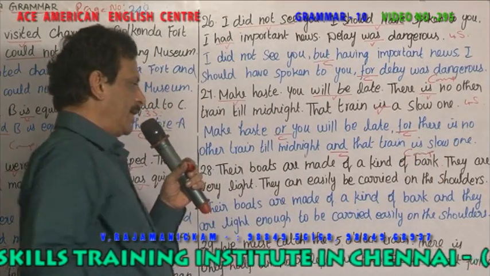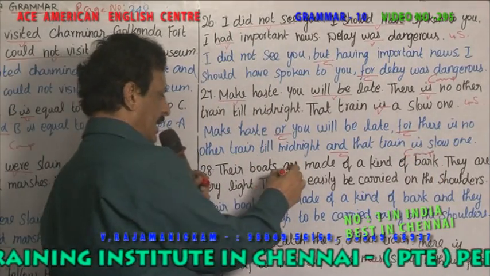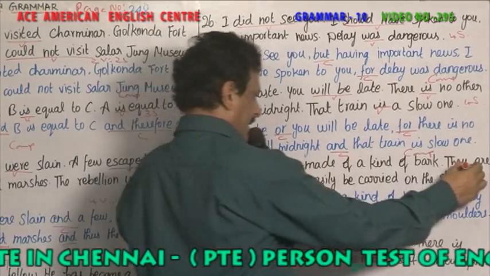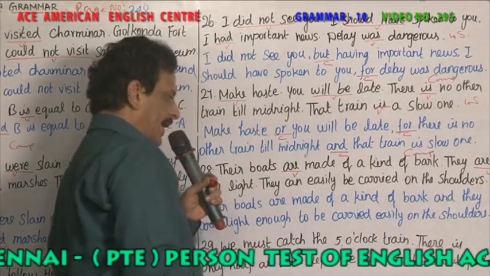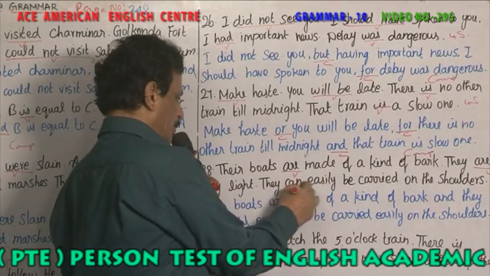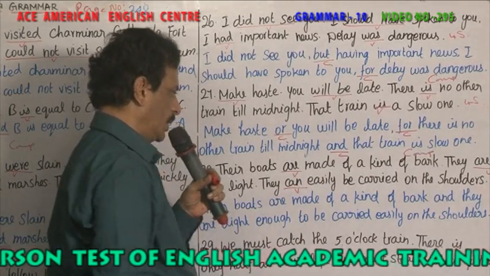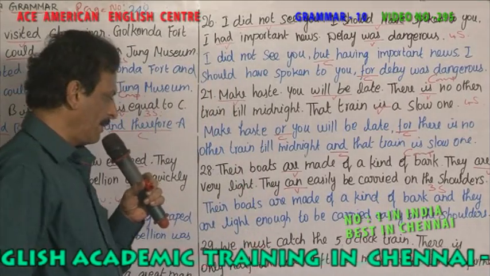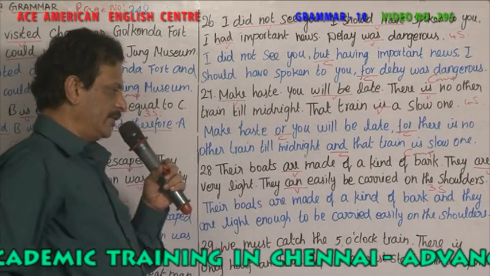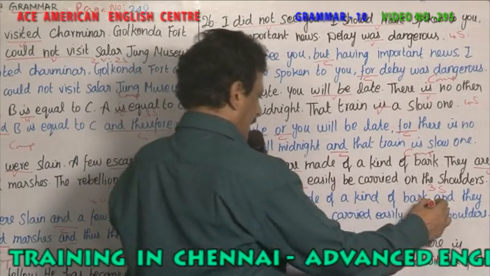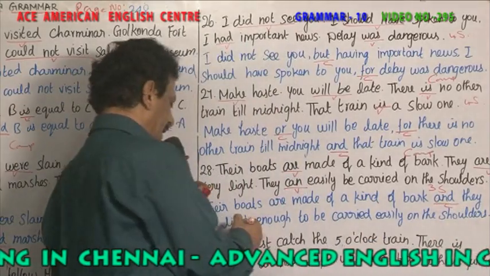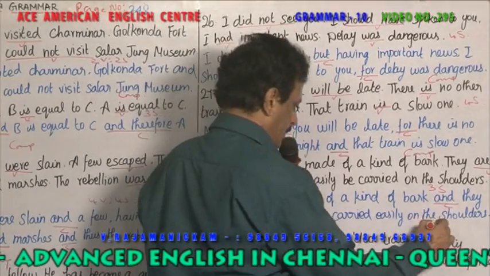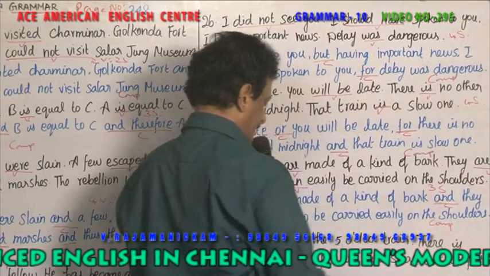Their boots are made of a kind of bark. Are is the verb here. They are very light. Are is one of the verbs. They can easily be carried on the shoulders. So can is the verb. So 3 verbs and 3 sentences are there. How do you connect? Their boots are made of a kind of bark, and they are light enough to be carried easily on the shoulders. And is a conjunction. So this becomes a compound sentence.